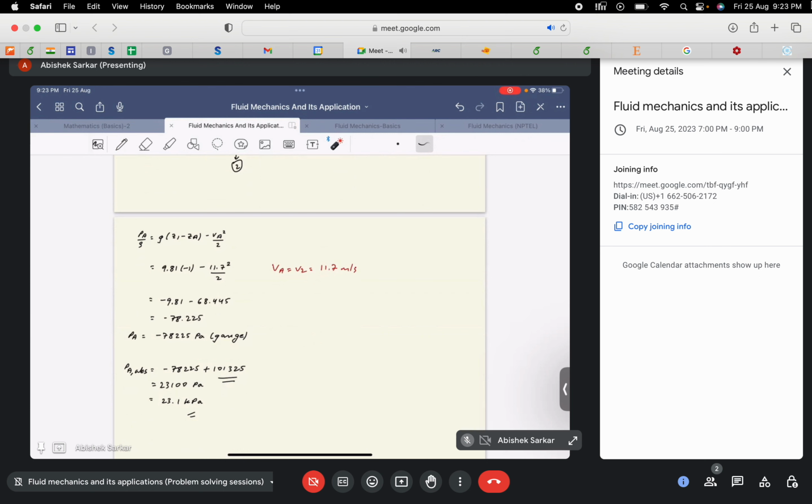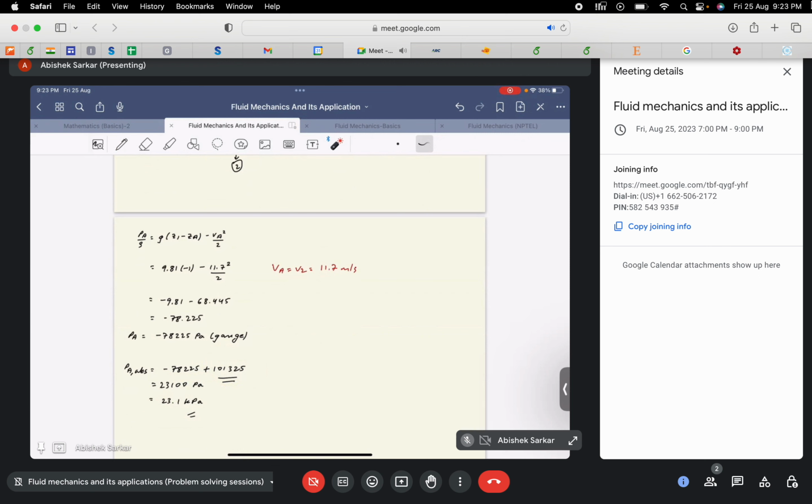But we are asked to find the absolute pressure. So we just add this pressure to the atmospheric pressure, 101325 Pascal, and we get the absolute pressure at point A is equal to 23.1 kilopascal.